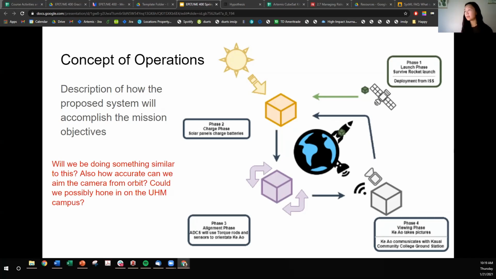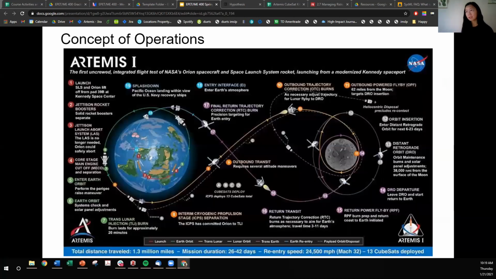So KAO has 4 different phases that describe how the proposed system will accomplish the mission objectives. I think that this concept of operations is totally fine for a first preliminary pass, but I would like to see more detail, such as, here's a concept of operations for the Artemis 1 mission, where you have the mission statement up here, and then you note the different various mission phases, the level of detail, yet the succinct display of all of this information. So this is what I want you to aim for.